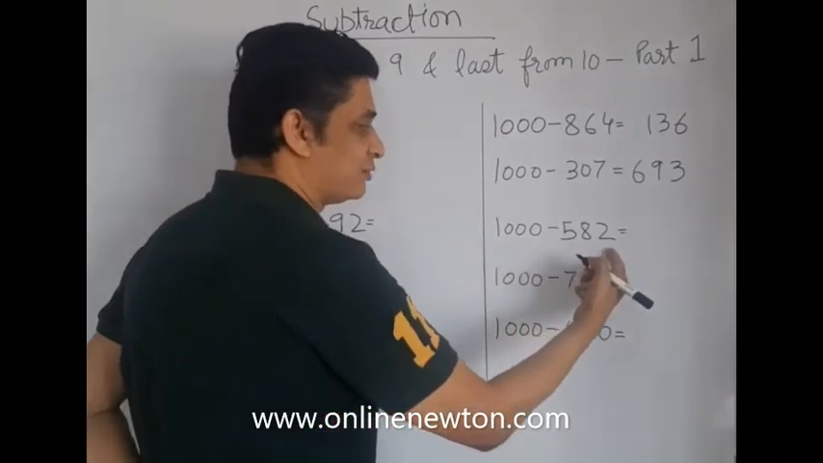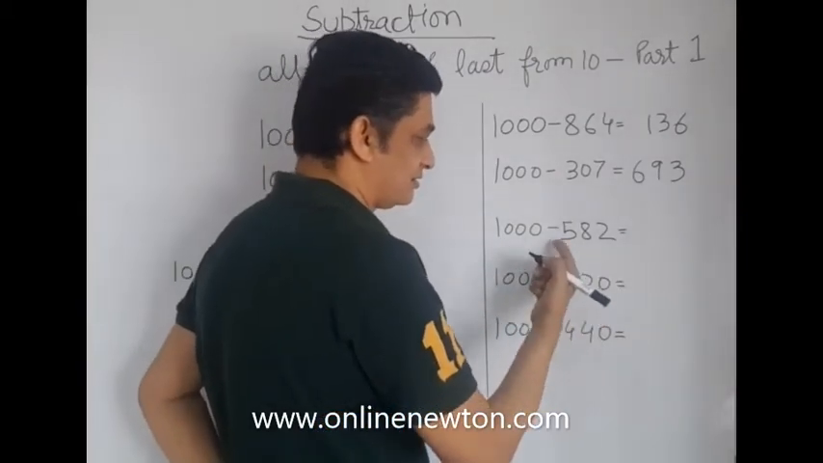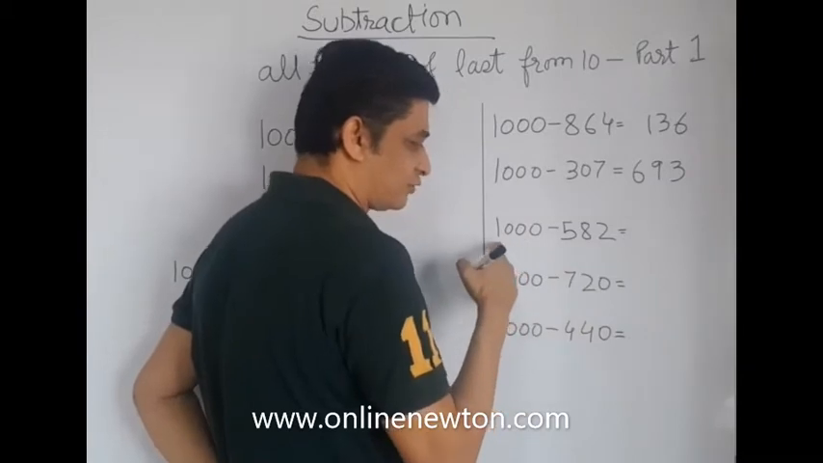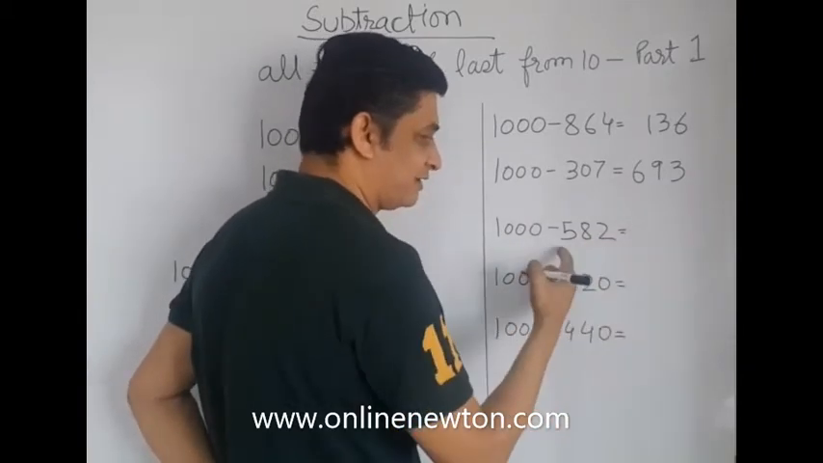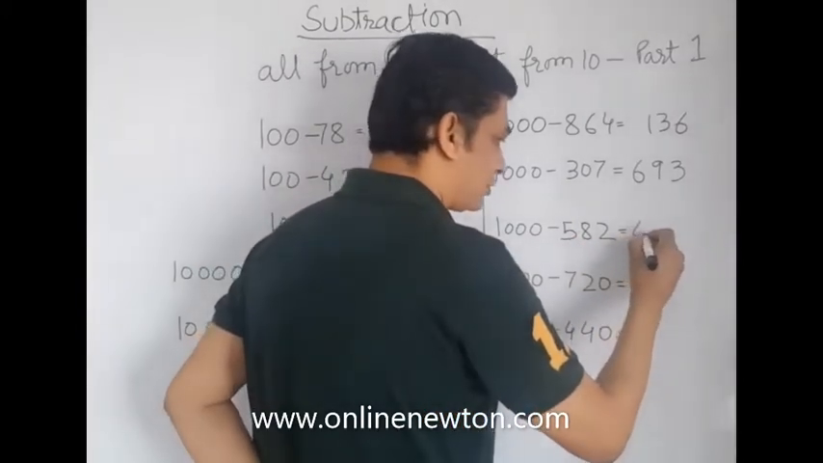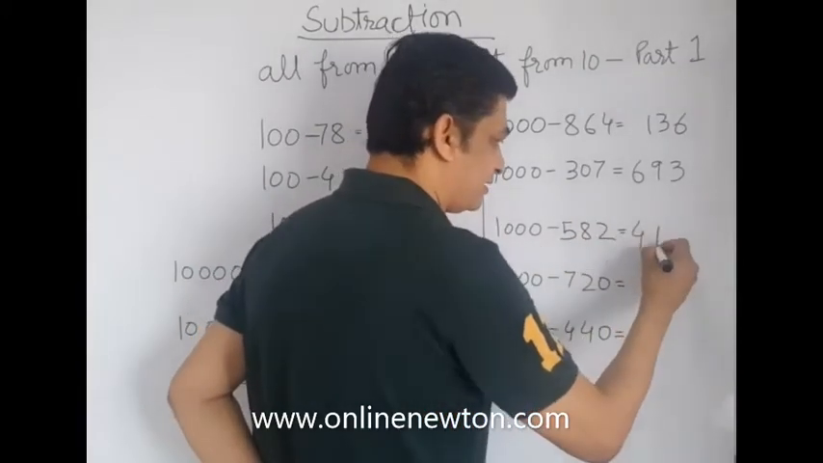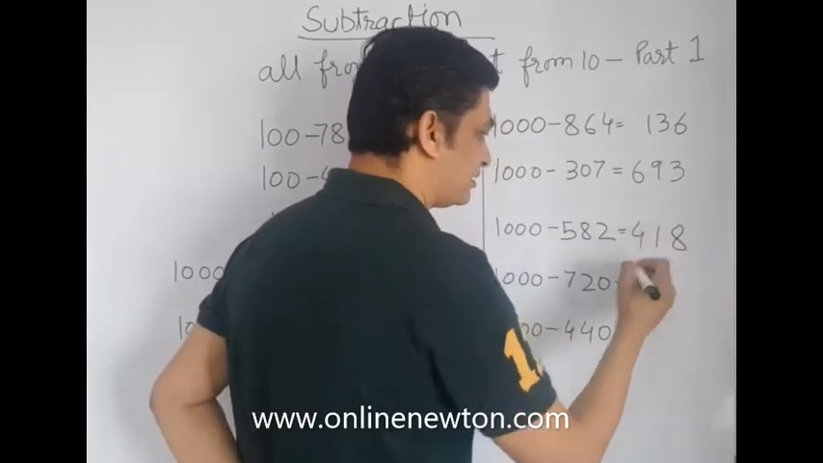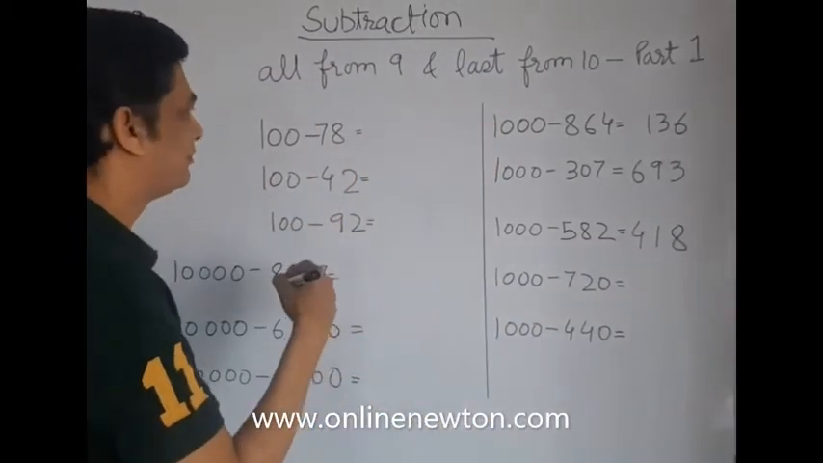1000 minus 582. Reduce 1 by 1, so 0, we don't need to write it, we'll straight away come to the number. Subtract 5 from 9, 9 minus 5 is 4, 9 minus 8 is 1, 10 minus 2 is 8. This is the answer. We'll take up smaller examples.